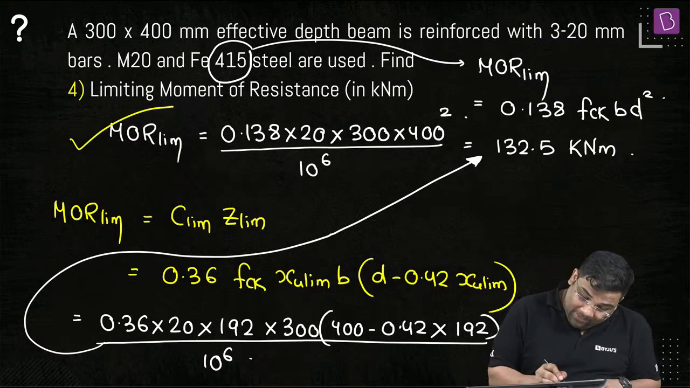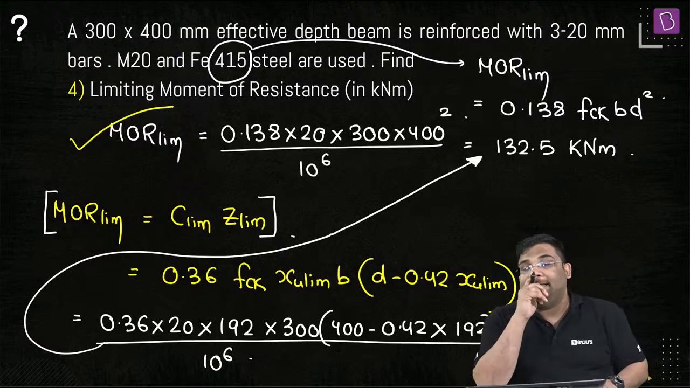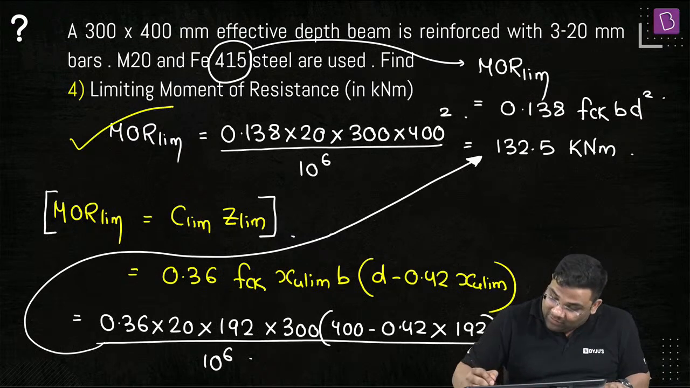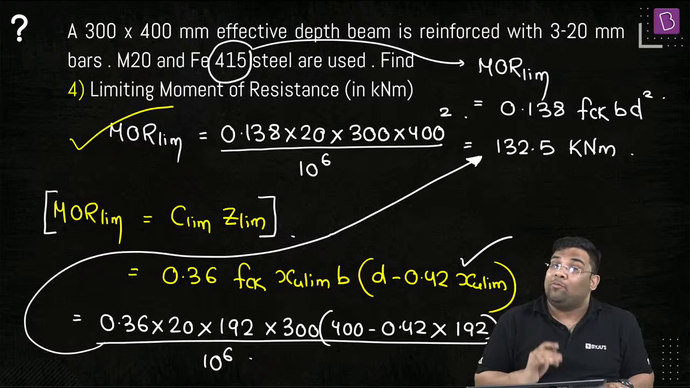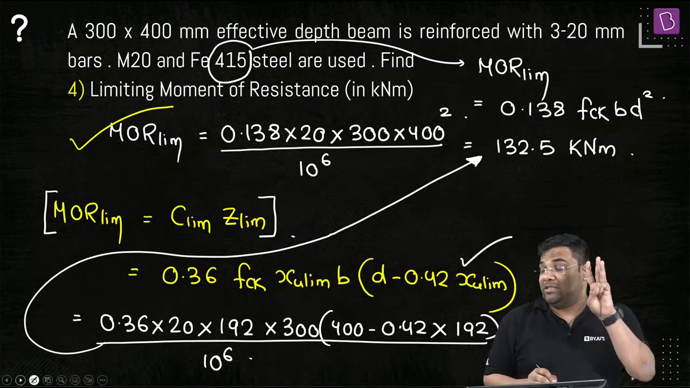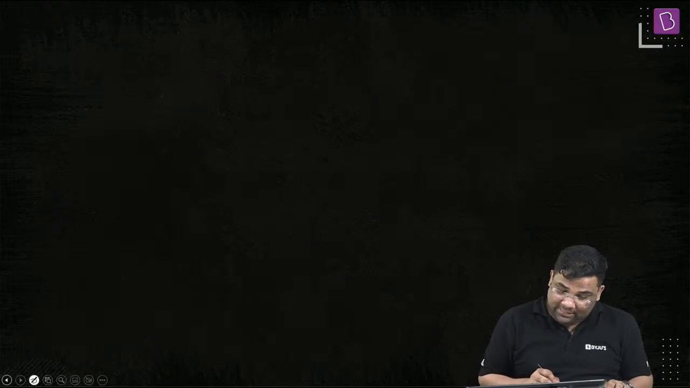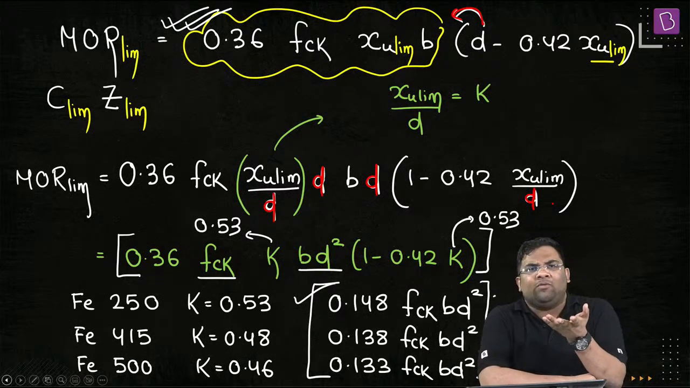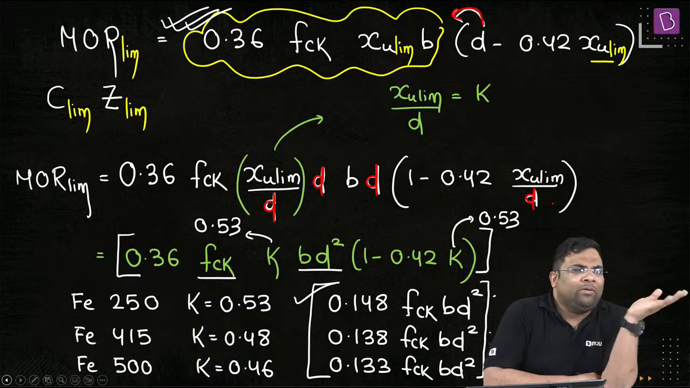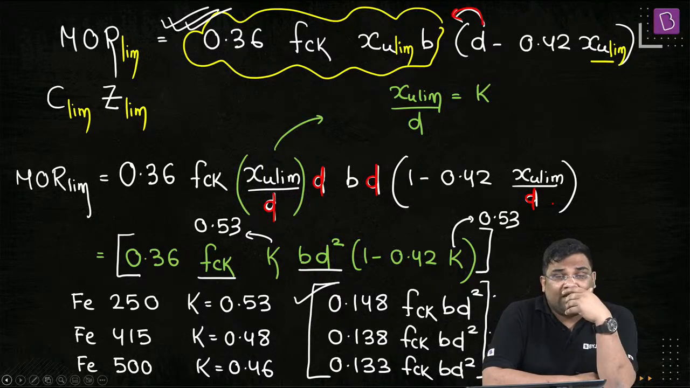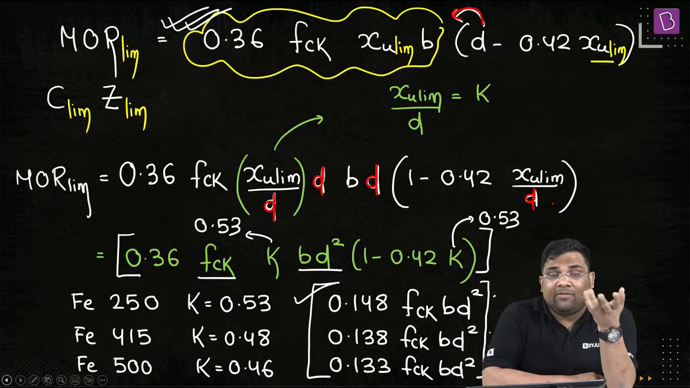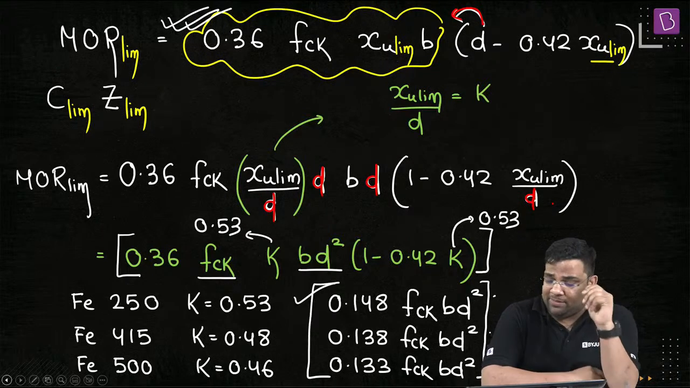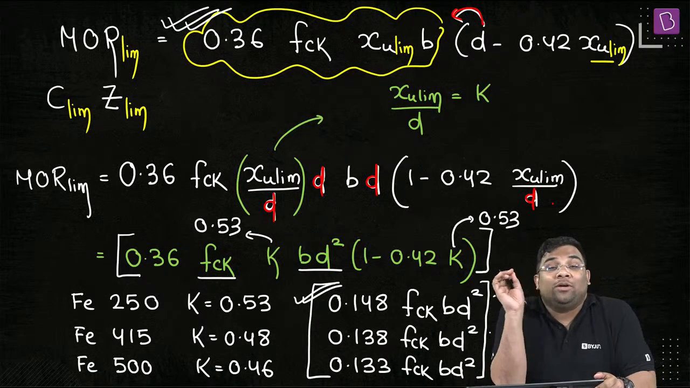But if you apply this method to find out MOR limiting, you have to first find out XU limiting, and then you will put it to find out your MOR limiting. But if you remember these three equations, you see that these three equations are similar. It is FCK BD square. Only the coefficient is varying: for 250 it is 0.148, for 415 it is 0.138, and for 500 it is 0.133. So if you remember these three equations, you can find the answer faster.